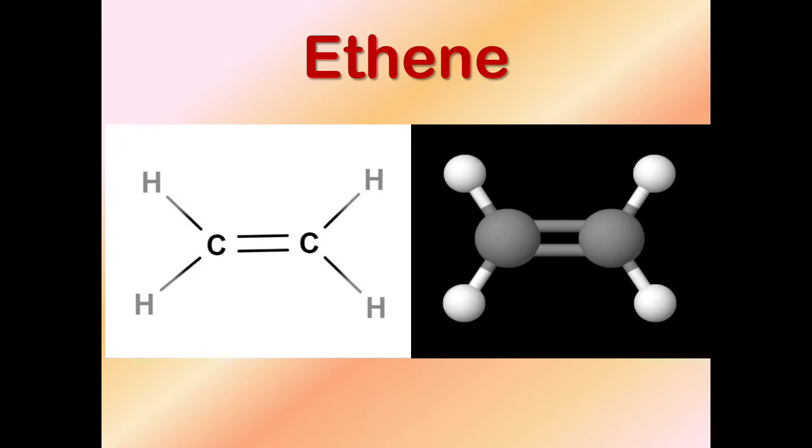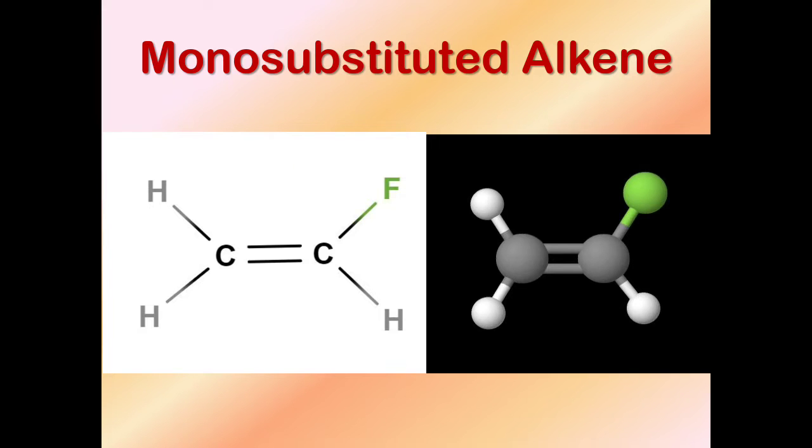So here you can see this is an ethene molecule, where this is a carbon-carbon double bond and 4 hydrogens are attached to it. Now let us see monosubstituted alkene. What do we mean by monosubstituted alkene? Mono means one, and substitution means replacing one group by another in an alkene. That's why it is called a monosubstituted alkene.